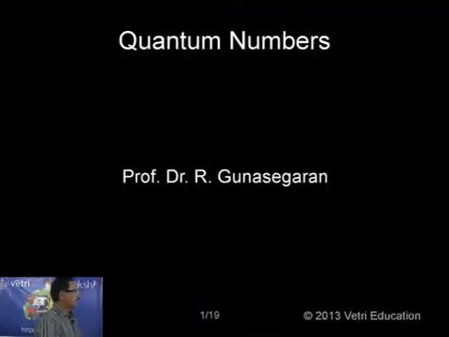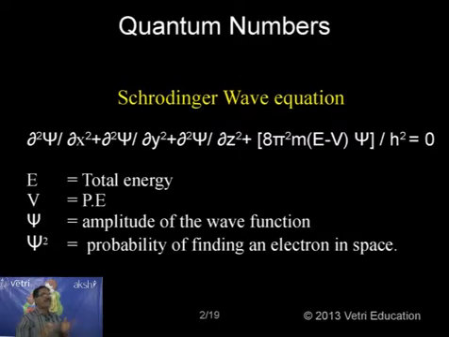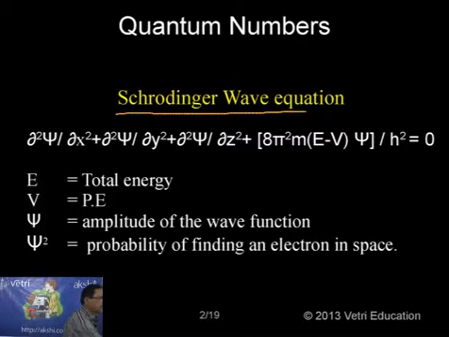So let me discuss now quantum numbers. We have come across quantum theory, that is the particle theory, and this quantum theory, taking into account the uncertainty principle, proposed an equation. That equation is called the Schrödinger wave equation.